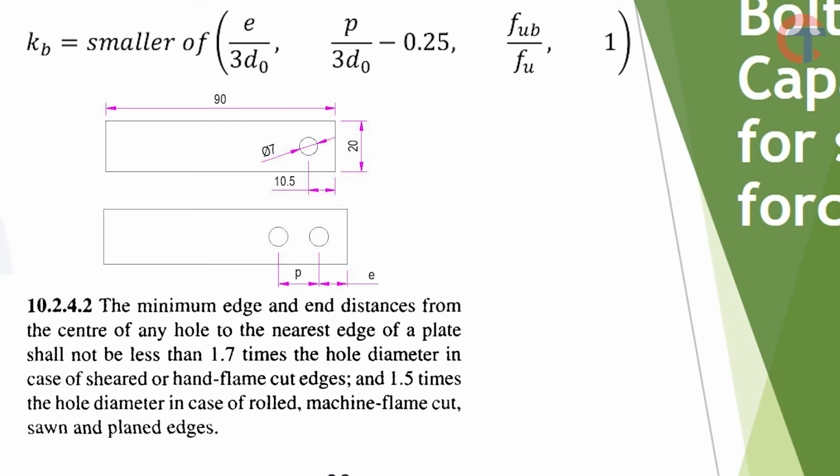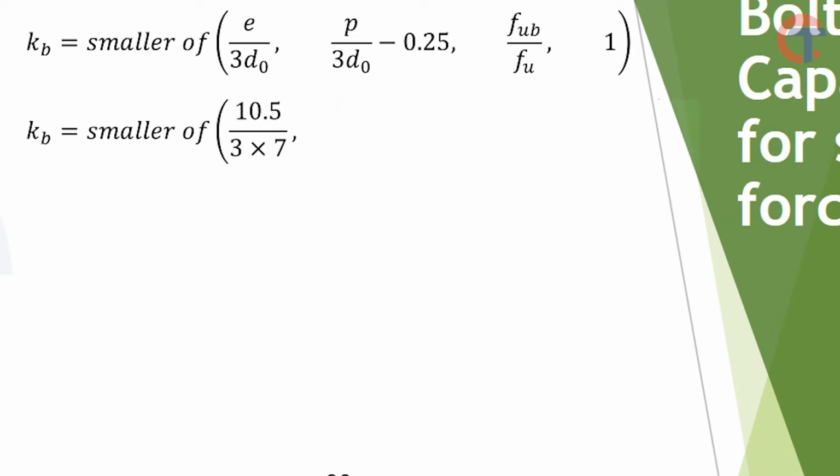As per IS code, for machine cut, minimum end distance shall not be less than 1.5 times of hole dia. That is, end distance will be 1.5 into 7. Here we are using 6 mm dia bolt, therefore the hole dia will be 7 mm. So end distance will be 1.5 into 7, that is 10.5 mm as shown in this drawing. And hole dia is 7 mm. That will put into the equation like this, 10.5 upon 3 into 7.